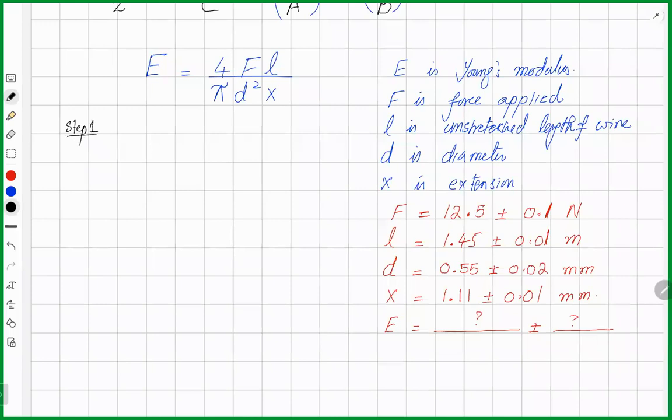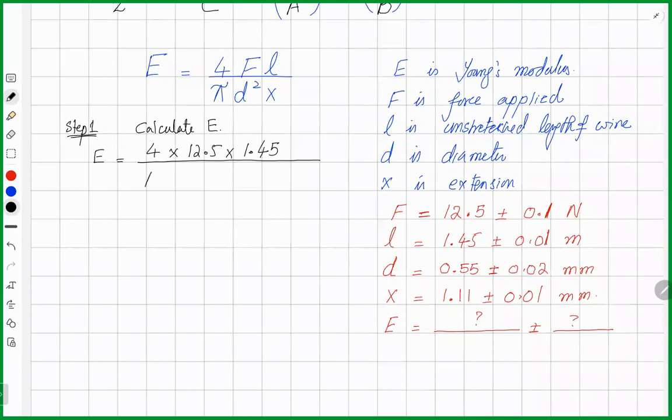E. Calculate E. For that, we put all the normal values into the formula and calculate its value. 4 multiply by, instead of force, we put 12.5, multiply by L, which is 1.45. Be careful for the units. All of the units should be standard units.